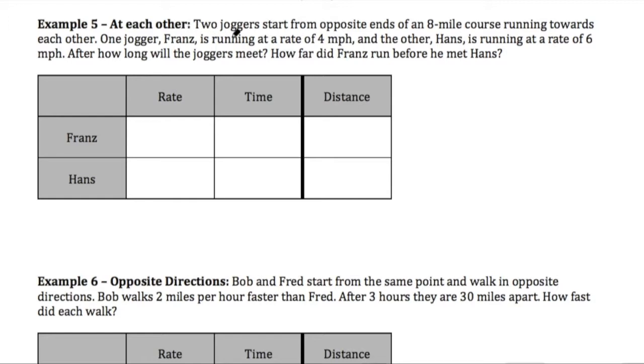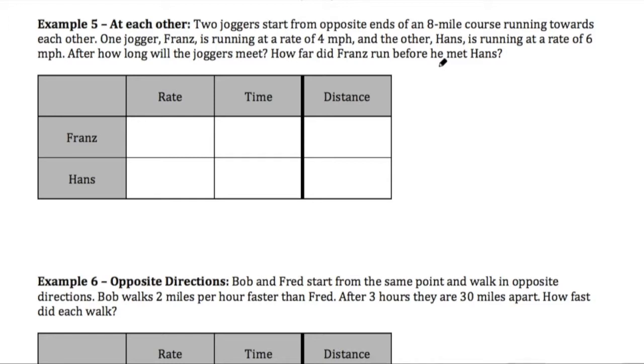It says two joggers start from opposite ends of an 8-mile course running towards each other. One jogger, Franz, is running at a rate of 4 miles per hour, and the other, Hans, is running at a rate of 6 miles per hour. After how long will the joggers meet? How far did Franz run before he met Hans?